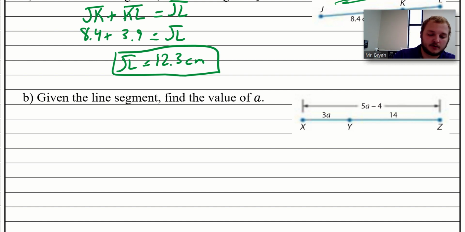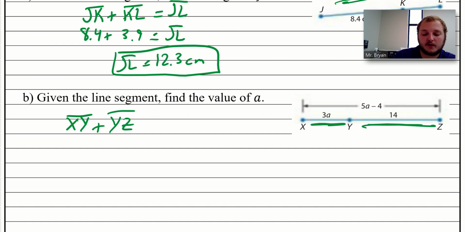Same way as we did before. I'm going to have the part, so length XY, plus the other part, length YZ. Again, notice I'm putting that little line above all my letters. I'm not just writing YZ, I'm putting that line above it. And that's always going to equal, part plus the part is always going to equal the whole thing. So in this case, XZ. So line segment XZ.